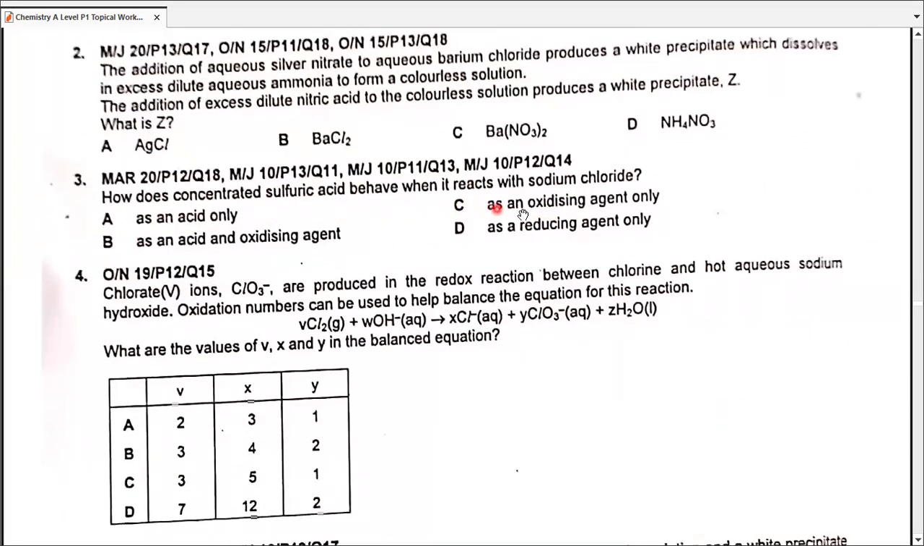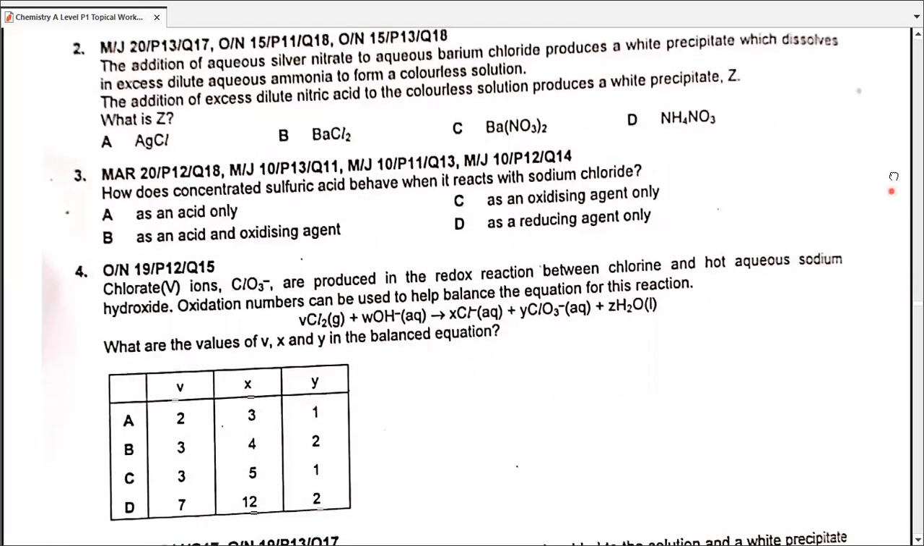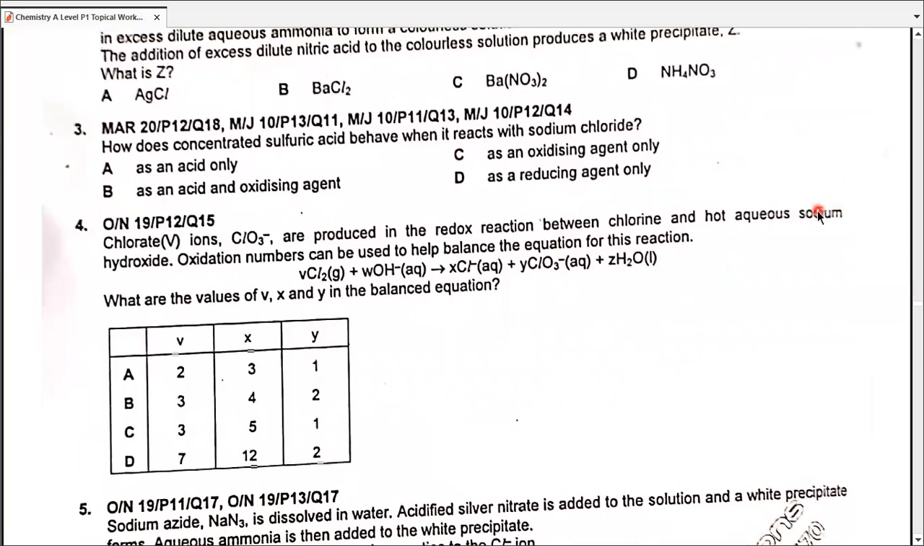So yeah, this one is a good one. Let's go with 3. How does concentrated sulfuric acid behave when it reacts with sodium chloride? Notice how many times it has been repeated. It has probably been a part of papers even before 2010, but that's all we can see over here. Sodium sulfate plus HCl.